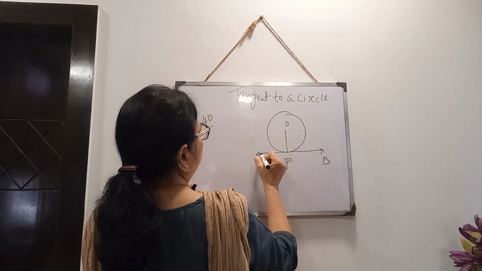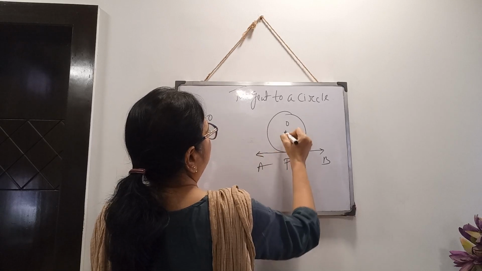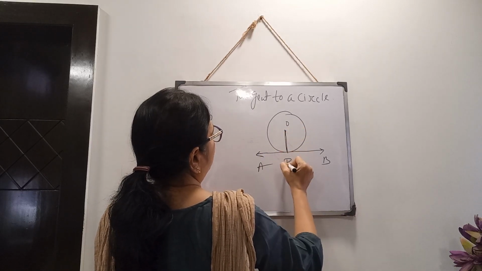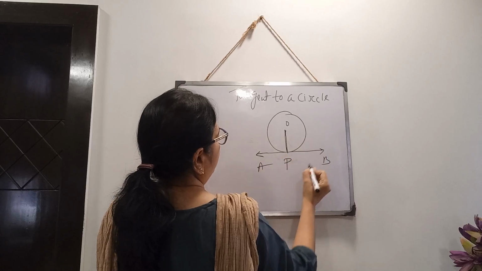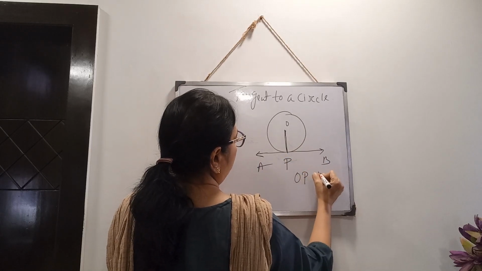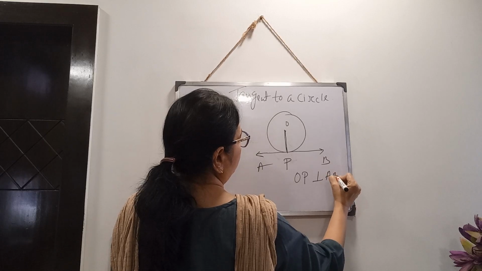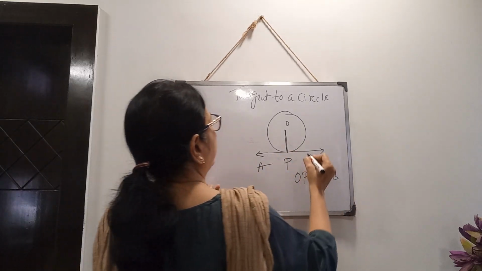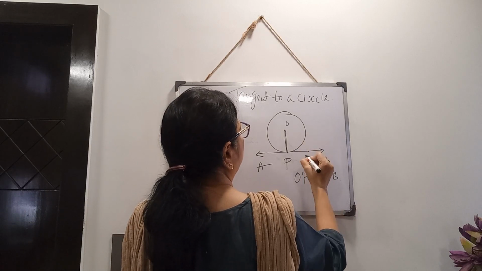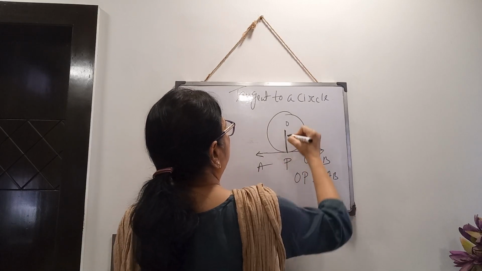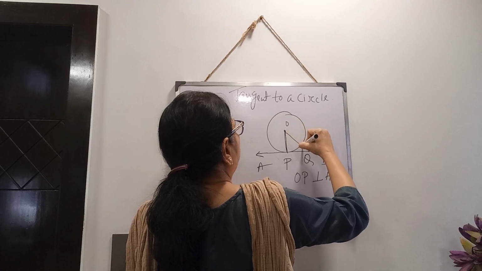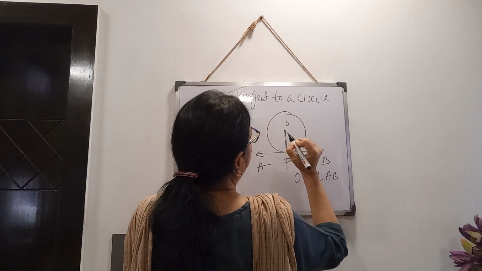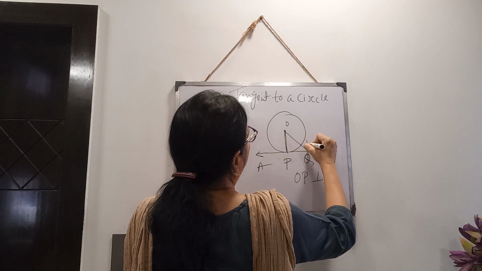That means AB is the tangent. We have to prove that OP, that is the radius which is passing through the point of contact P, OP is perpendicular on AB. This we have to prove. Clear? Now I am taking any arbitrary point Q on the tangent. Clear? Then I am joining OQ. OQ touches the circle at the point R.